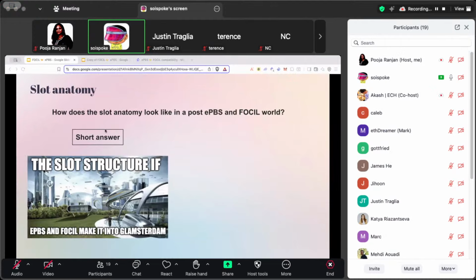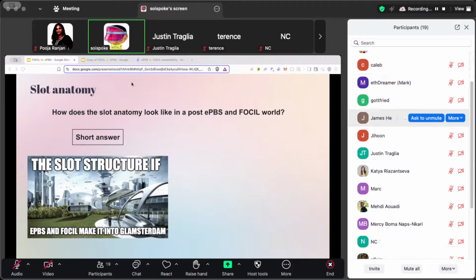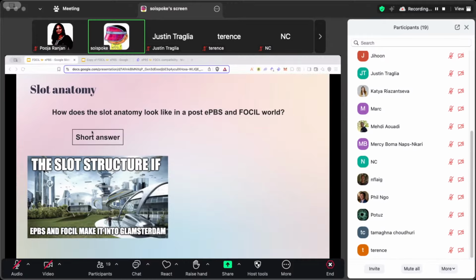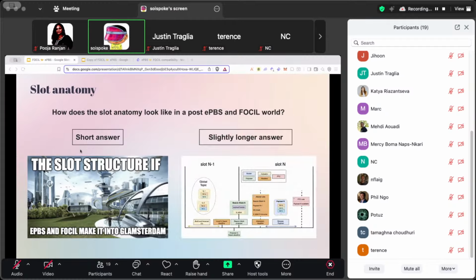So how does the slot anatomy look in a post-EPBS and FOCIL world? This is the short answer: it looks really, really nice, because the two actually fit quite well together. The slightly longer answer is what we are going to get into in this presentation.